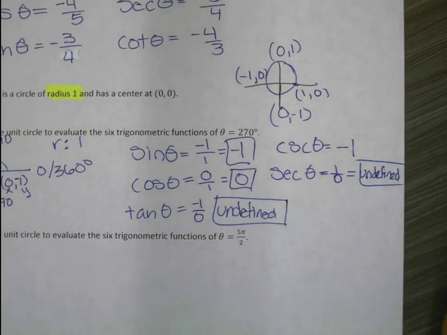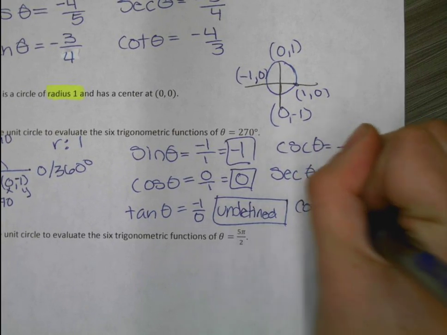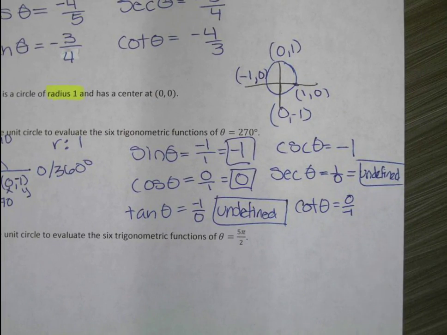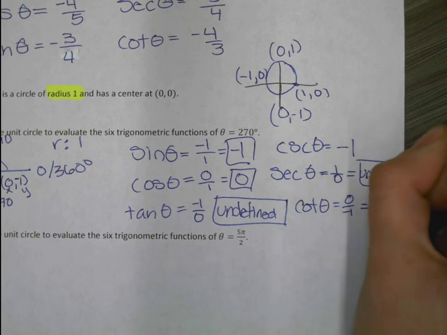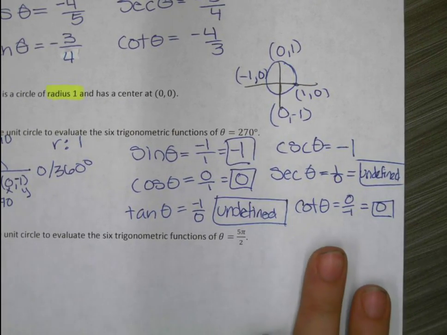And Friday we're going to be graphing this and see how the undefined values affect the graph. And then finally I have cotangent. I switch this one, so now I have 0 over -1, which gives me 0. So questions on number 2? If it's on the top, it's 0. If it's on the bottom, it's undefined. Okay. Any other questions on number 2? Can I move on to number 3?